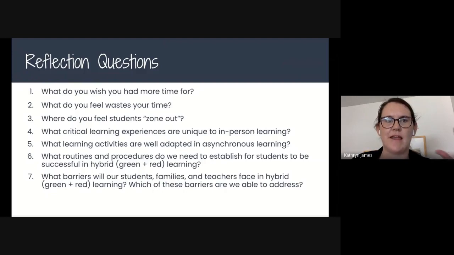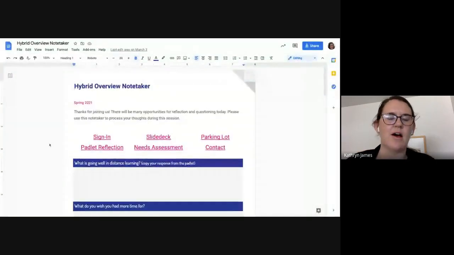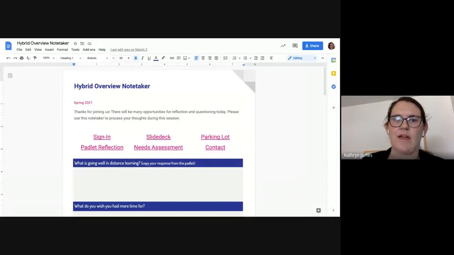But this is the beginning of an approach to really thinking critically and carefully about how we approach this transition in our instruction. And Rachel, do you have that note taker ready to go? Awesome. These questions are also in the note taker.